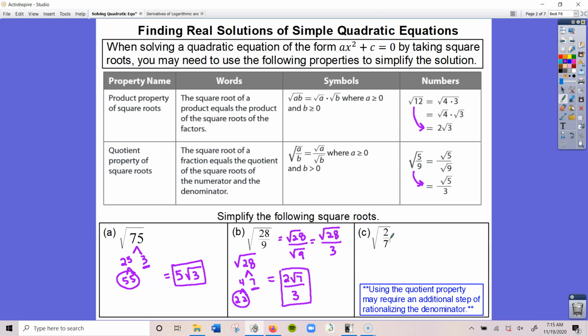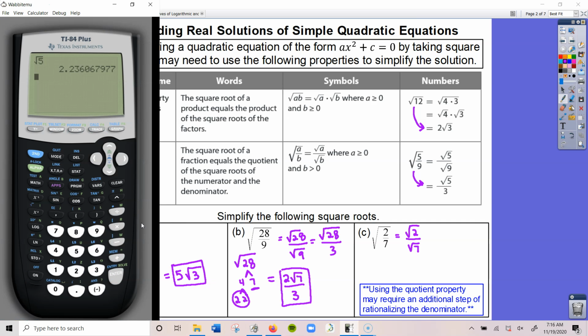Now for the square root of 2 over 7, we can separate this just like before. So the square root of 2 over the square root of 7. Now there is no such thing as a perfect square root of 2, and there's no such thing as a perfect square root of 7. So this would basically be my answer. However, we cannot have a square root in the denominator. And the reason for that is fractions are parts of a whole. And if I were to take the square root of 7, so you can see here, square root 7, we get 2.64, etc. Okay, this is not a whole number, and the denominator has to be a whole number.